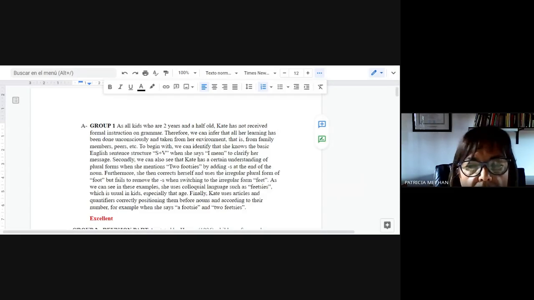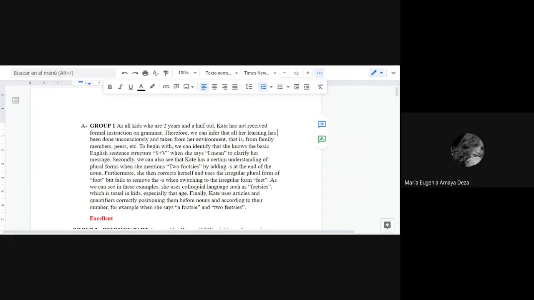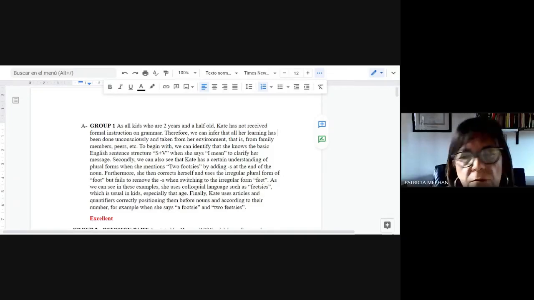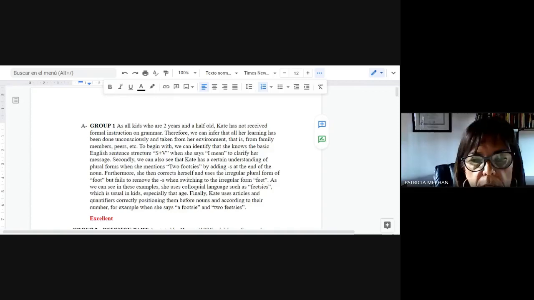Okay, go on, Eugenia. "As we can see in these examples, she uses colloquial language such as footsies, which is usually in kids, especially that age. Finally, Kate uses articles and quantifiers correctly, positioning them before nouns and according to the number, for example, when she says a footsie and two feetsies." Okay, very good. It was very good.